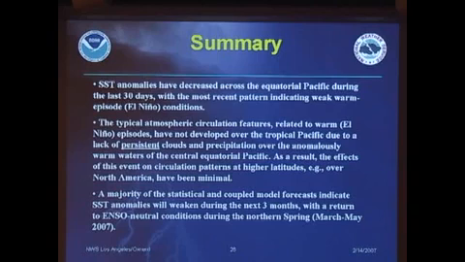So a majority of the statistical and coupled model forecasts indicate that sea surface temperature anomalies will continue to weaken during the next 3 months, with a return to ENSO neutral conditions. In other words, no anomaly whatsoever. Sea surface temperatures across the equatorial Pacific are expected to return to normal. I know it's boring, and of course the news folks will be rather upset because there won't be much of a story if it's neutral. But that's what's expected to happen during the period of March through May of this year.